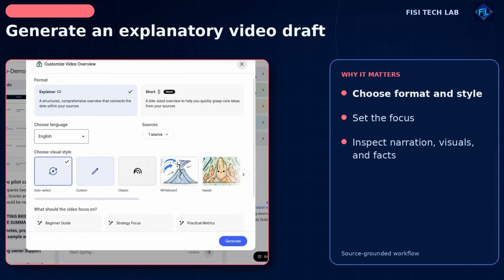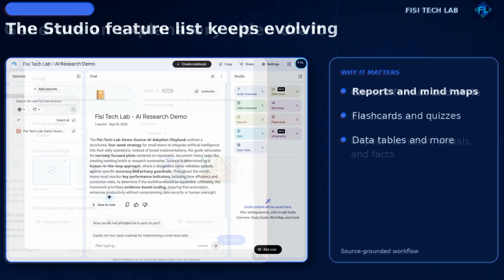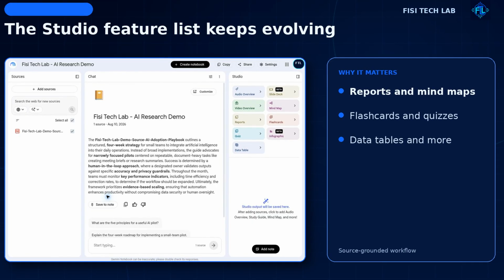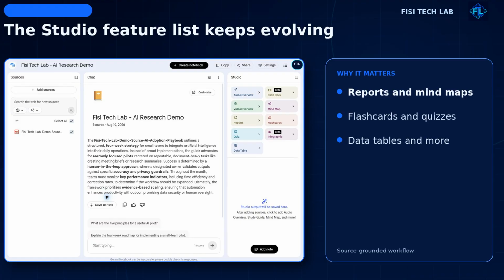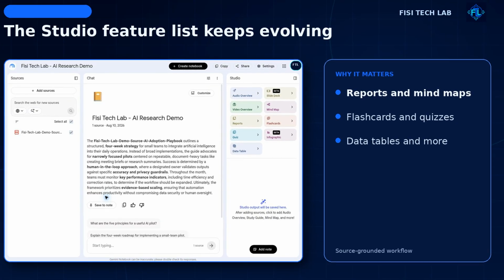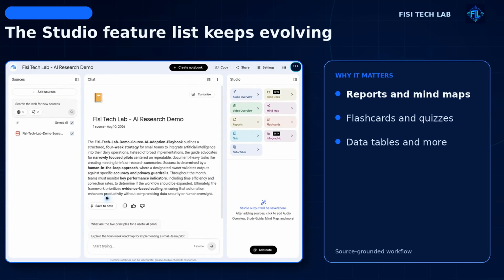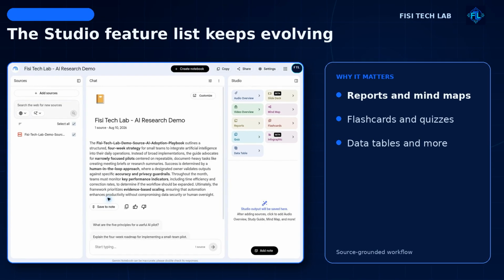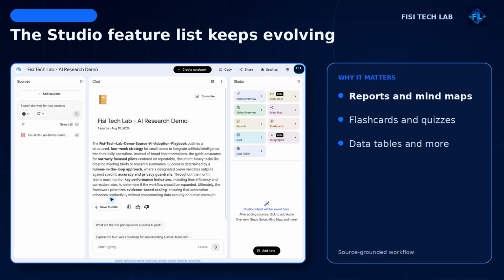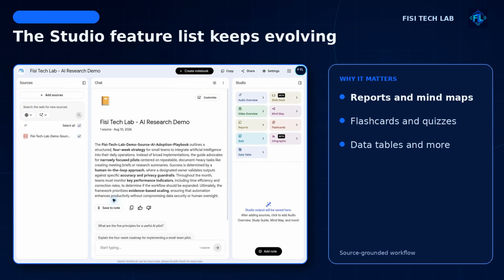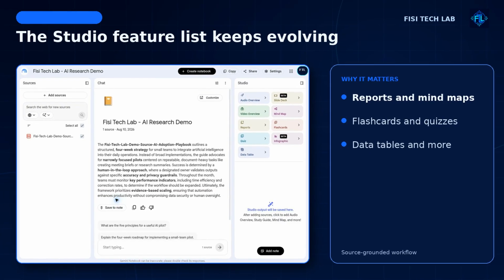You may also see options for reports, study guides, FAQ, mind maps, or other studio outputs. The feature list evolves, but the principle stays the same. One trusted source set can become the format your audience needs. Here are 3 practical workflows.